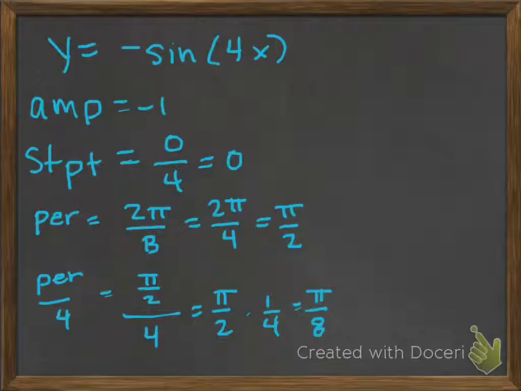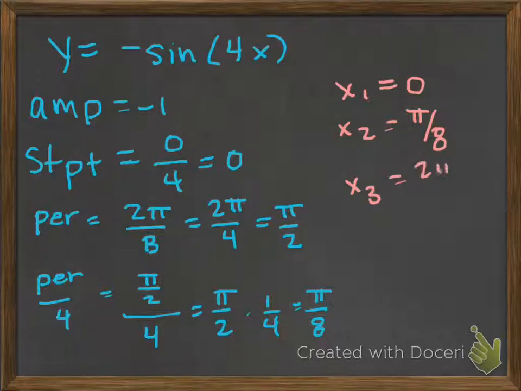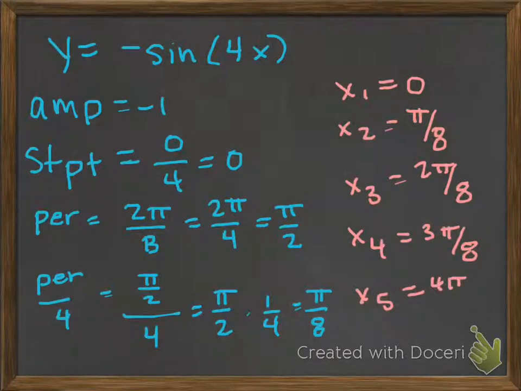So my x1 value will be 0, because that's my starting point, and if I add pi over 8 to that, we get pi over 8. Then we will get 2 pi over 8. And then we'll get 3 pi over 8. And lastly, we will get 4 pi over 8. So I'm not going to reduce these because I think it will make it easier to graph this. I'm going to make the axis look just like your worksheet so you understand again how to graph this.